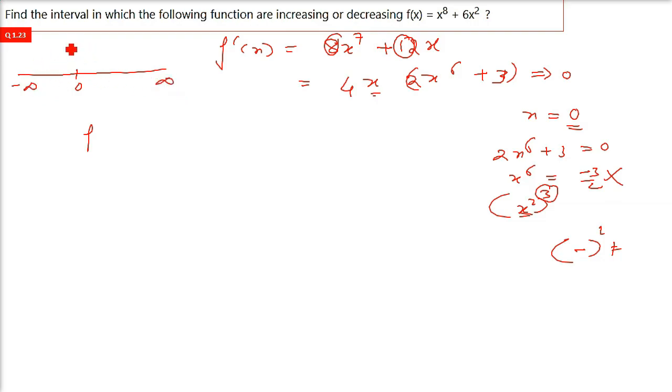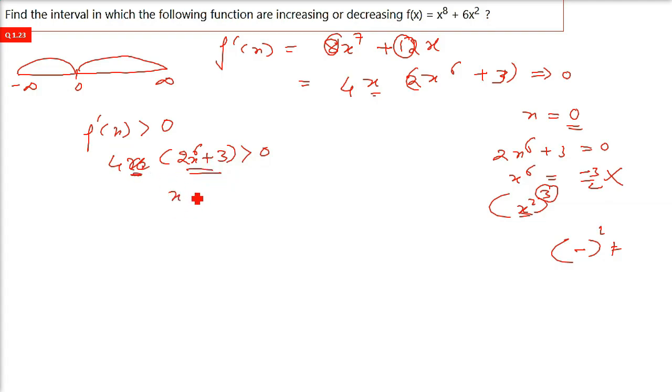So anything from 0 to infinity will be increasing, and 0 to negative infinity, we will see where it is increasing and where it is decreasing. So in this, f'(x) greater than 0. So this is 4x(2x^6 + 3) greater than 0, and I told you about this one, so you just forget about this. It should be x greater than 0. So anything which is greater than 0 belongs to (0, infinity). So x should belong to (0, infinity) is one case.